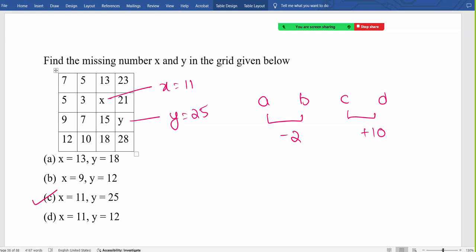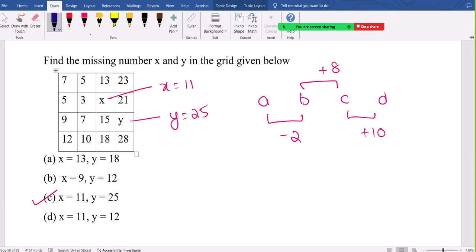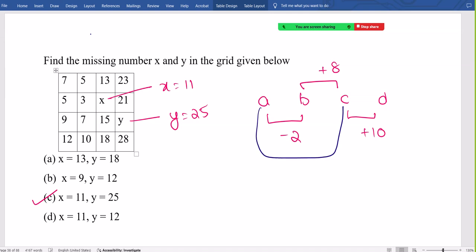In fact, B and C also have a relationship of plus 8. B plus 8 is C, or A plus 6 is C. You can have a look: minus 2 plus 8, right? So this is plus 6. C is A plus 6, or C is B plus 8, or C is D minus 10. There are many ways people can identify and crack the logic. In fact, A and D are connected as 16.